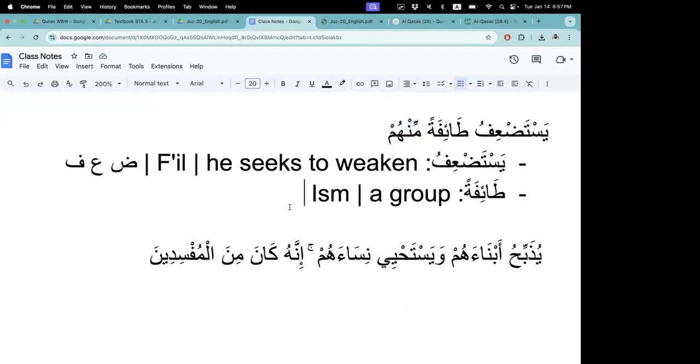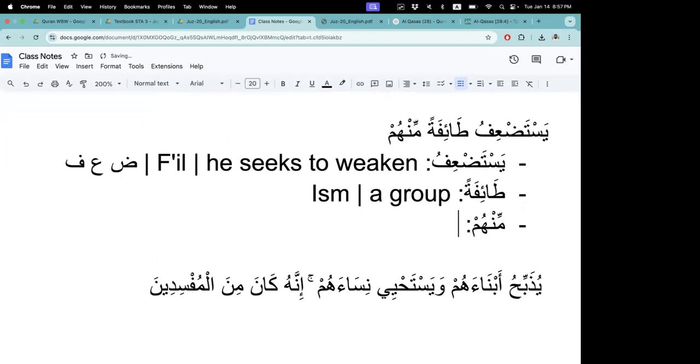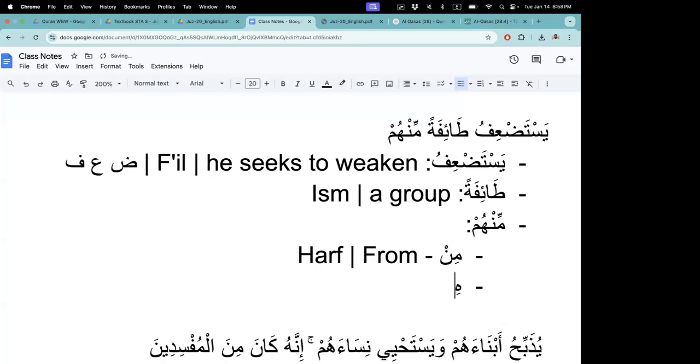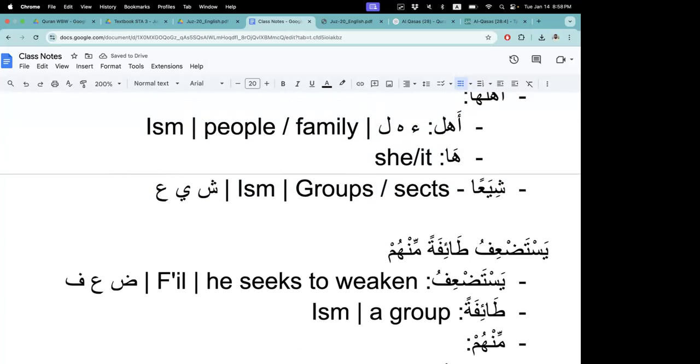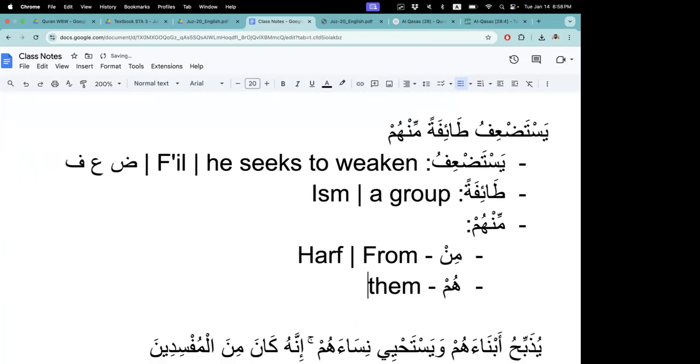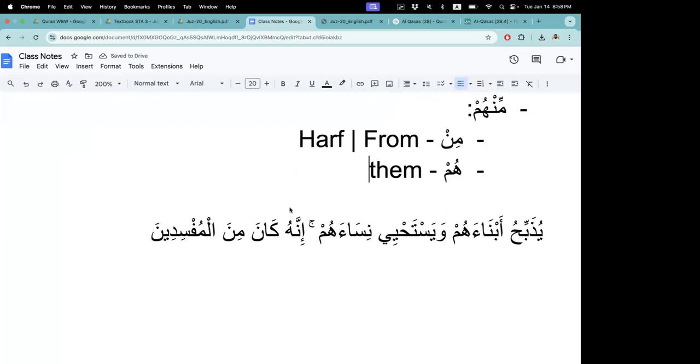Minhum is from them. Two words. The first word is min. Min means from. Okay. And this is a harf, meaning from. Okay. And then you have hum. Hum is a pronoun. We're just going to take the translation of it, not worry about it right now. It means them. Okay. يَسْتَضْعِفُ طَائِفَةً مِّنْهُمْ.